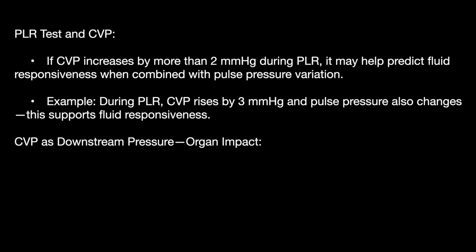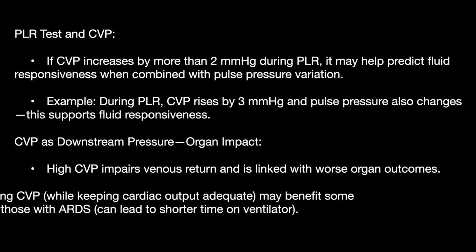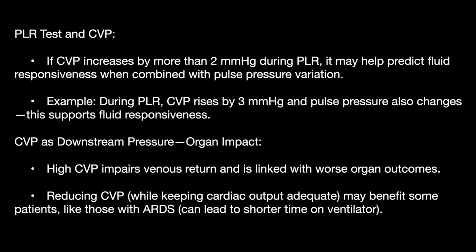CVP is a downstream pressure, that is, it has an organ impact. High CVP impairs the venous return and is linked with worse organ outcomes. So reducing the CVP in those cases is vital and may benefit some patients like those with ARDS.